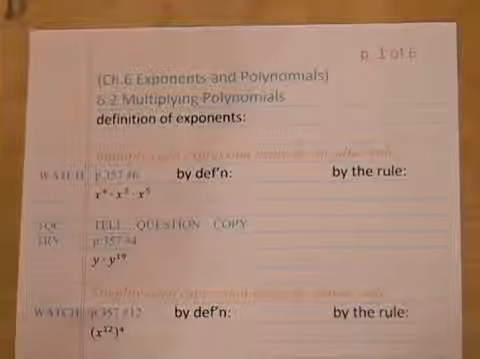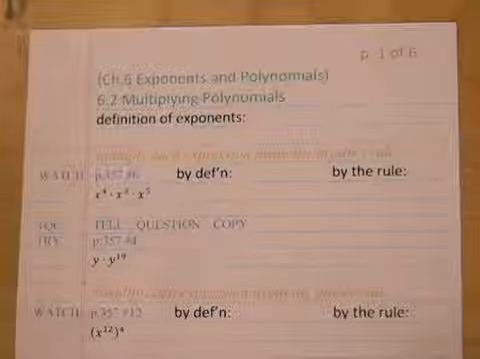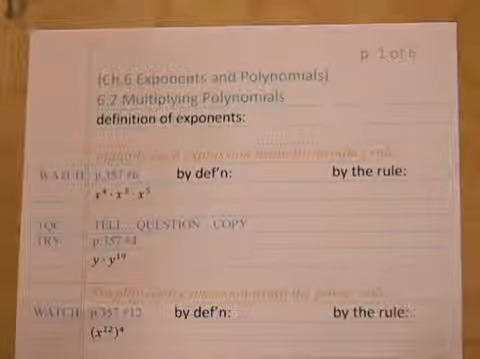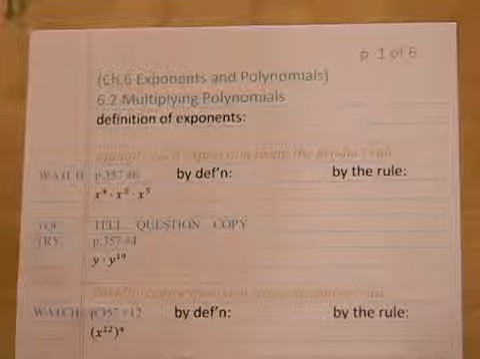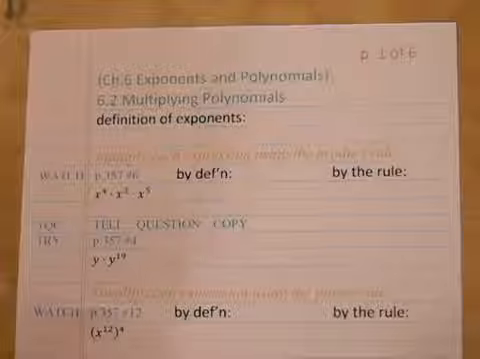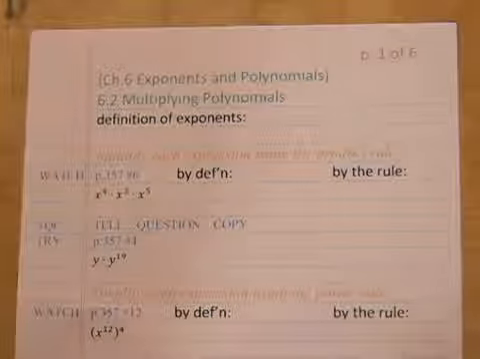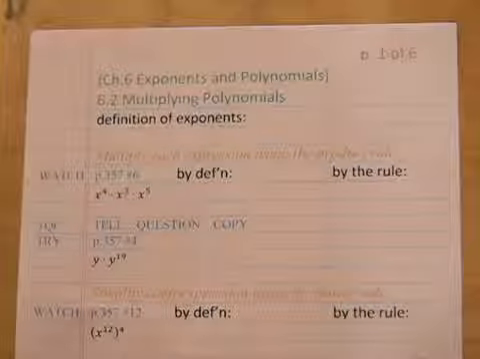Okay, continuing on in section 6.2, first page of the notes, we're looking at multiplying polynomials. And before we can become really comfortable with multiplying polynomials, we need to review our definition of exponents, make sure that we are remembering the product rule and the power rule. This should be somewhat familiar.